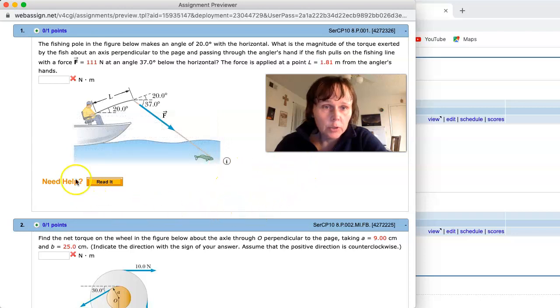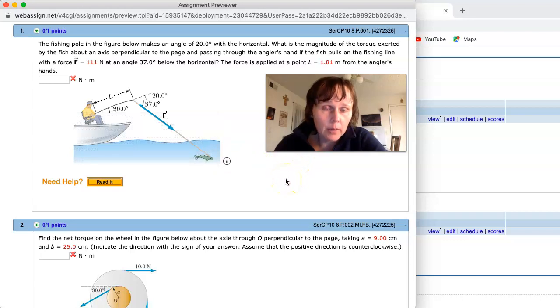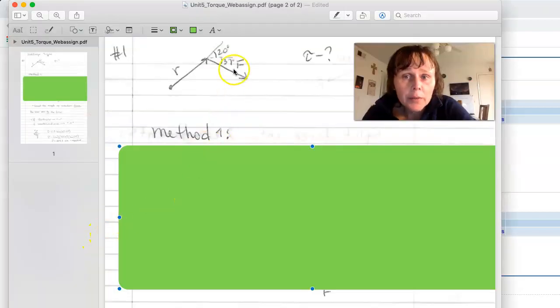So the axis of rotation is where the fisherman is holding the fishing rod, so the force is applied that way, and the lever arm is given. You can reference this problem in your WebAssign. Let's look at method 1.